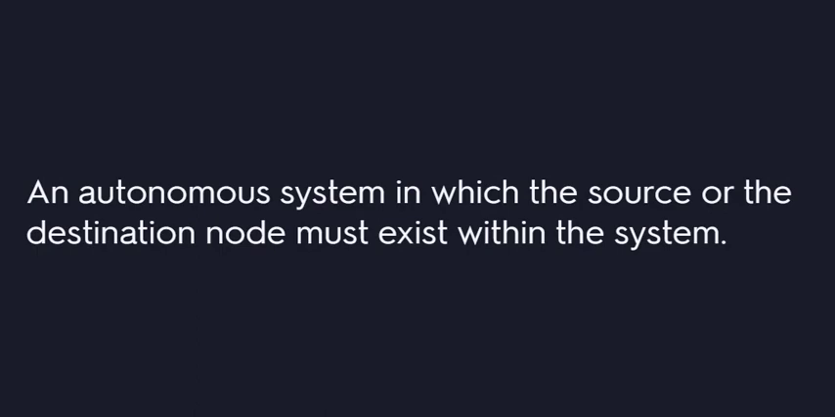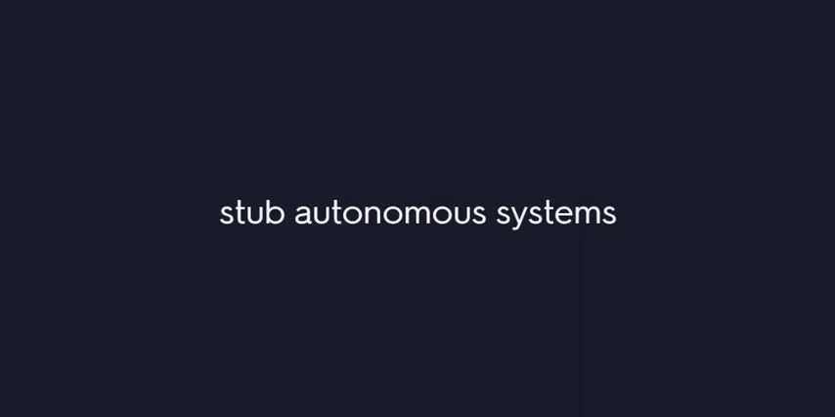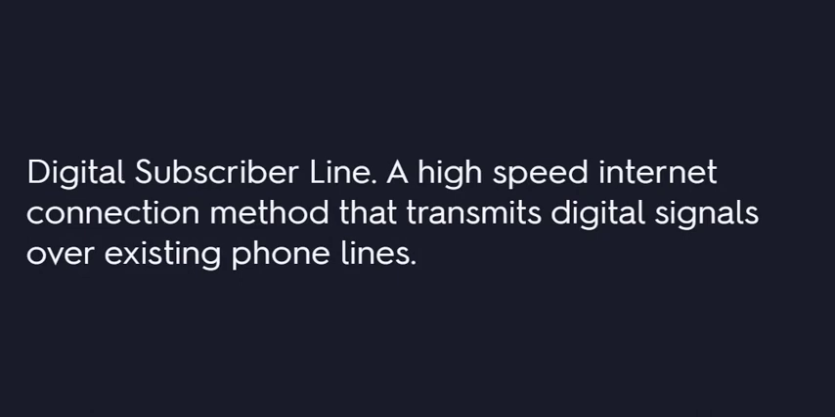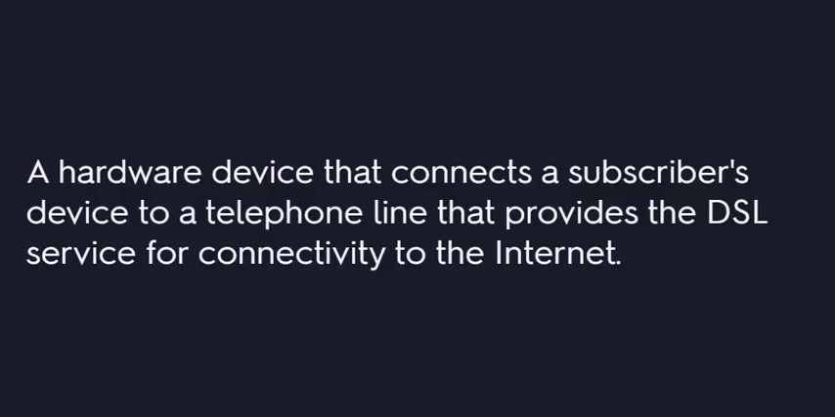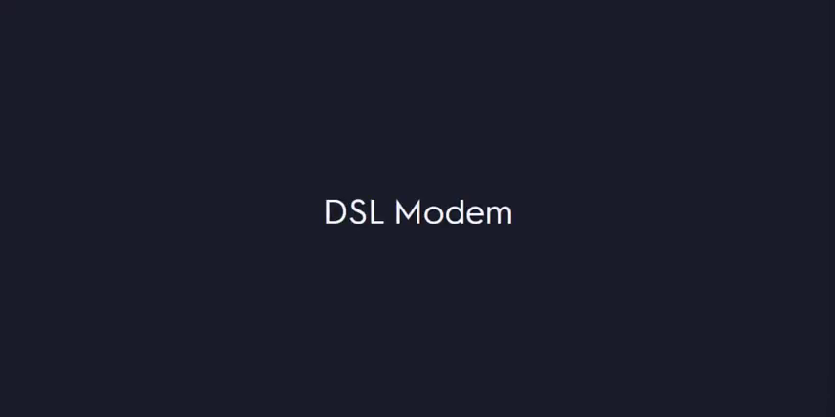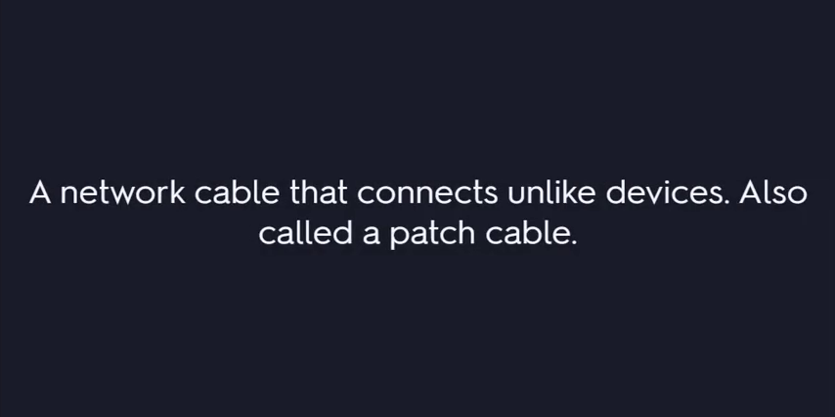DSSS. An autonomous system in which the source or the destination node must exist within the system. Stub autonomous systems. Digital subscriber line. A high-speed internet connection method that transmits digital signals over existing phone lines. DSL. A hardware device that connects a subscriber's device to a telephone line that provides the DSL service for connectivity to the internet. DSL modem. A network cable that connects unlike devices, also called a patch cable.